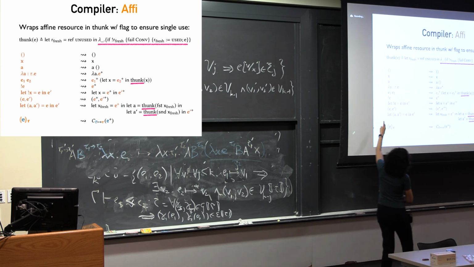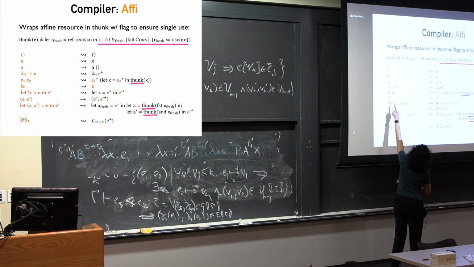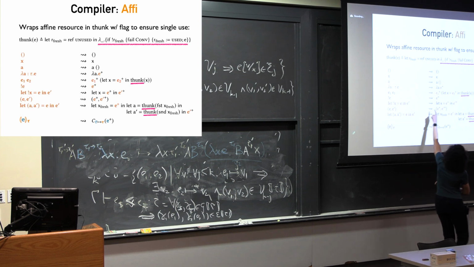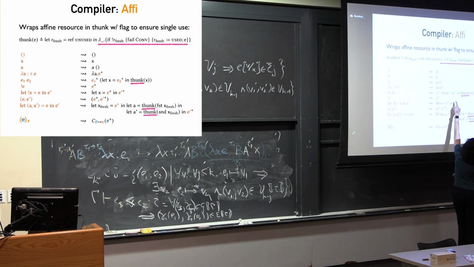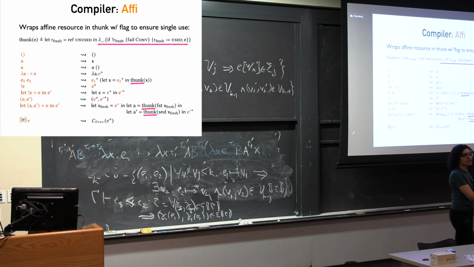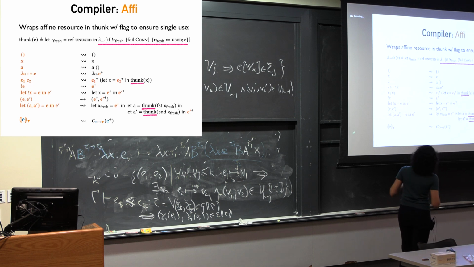All right, so where do we use this? We use it, for instance, in application, E1 applied to E2. This is basically something of affine type, lolly type being applied to an input. So we're going to compile the E1, but we're going to compile the E2 and put it in a thunk before we give it to the E1. That way we make sure that whatever the E1 is, it's getting a wrapped resource that can't be used multiple times. And that's basically the idea.